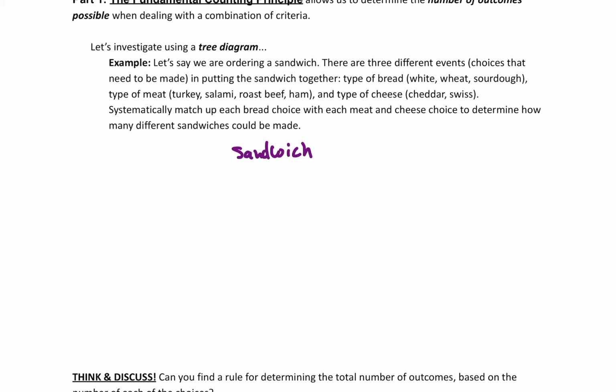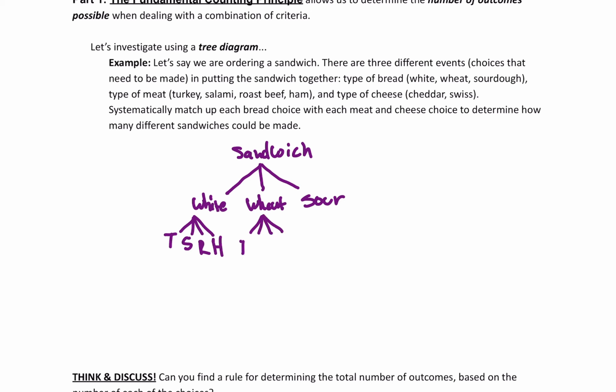So when making a sandwich, you've got to choose what kind of bread you want. So we've got 3 options here. We've got white, wheat, and sourdough. Then after we choose our bread, we then choose our meat. Well, you can either make a turkey sandwich, a salami sandwich, a roast beef sandwich, or a ham sandwich. But we can do that for all of our different breads here. Turkey, salami, roast beef, and ham. And same thing here.